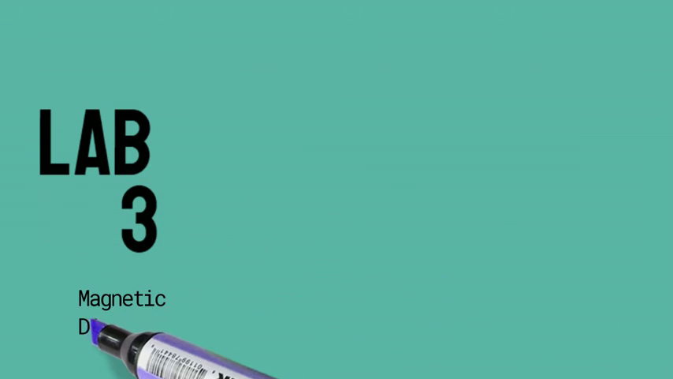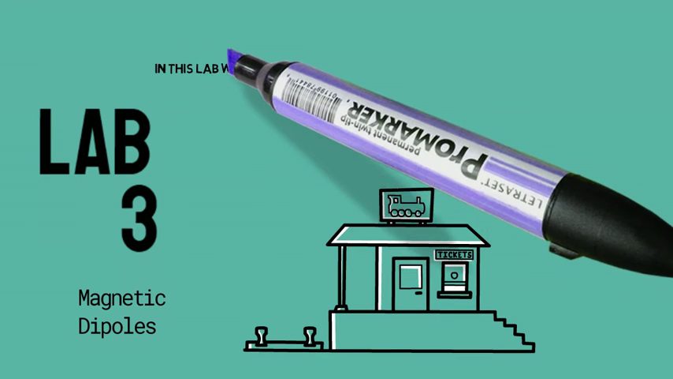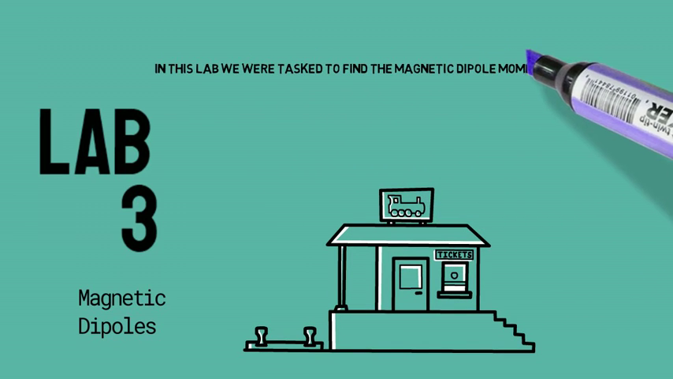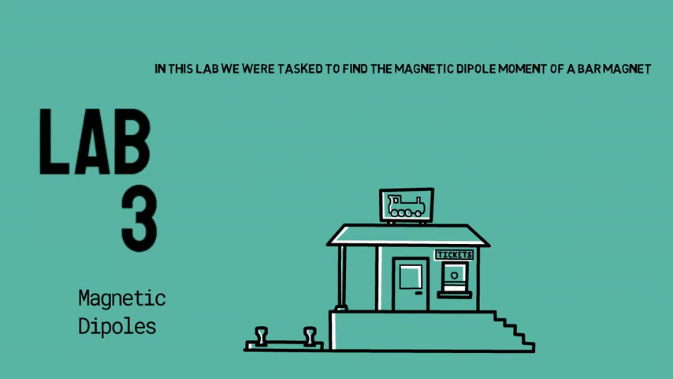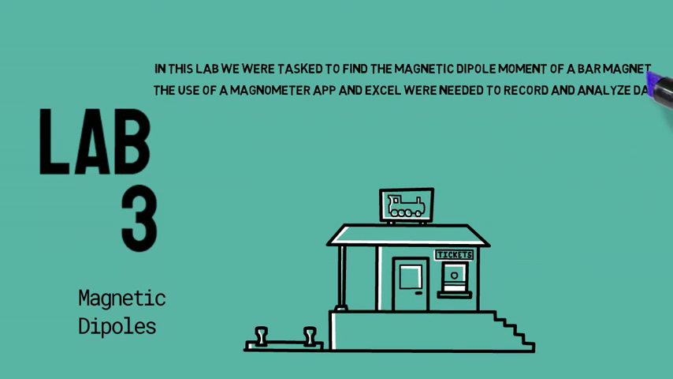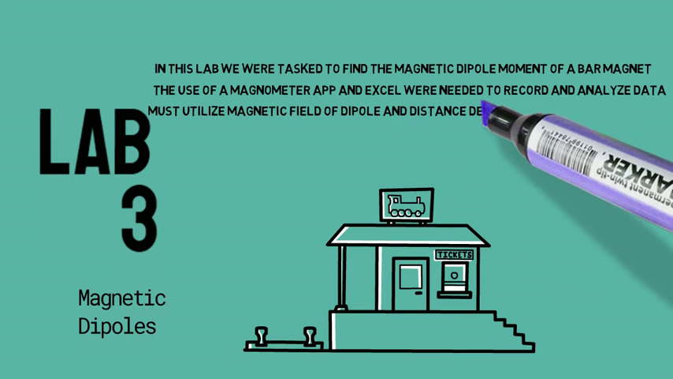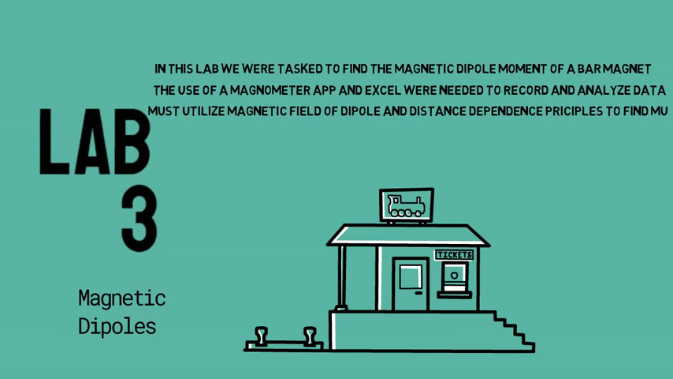For this lab, Lab 3, Magnetic Dipoles, we were tasked to find the magnetic dipole moment of a bar magnet. We also had to use a magnetometer app and Excel to record and analyze our data. In this lab, we also had to use the equation for the electric field of a dipole and the distance dependence equation given here.